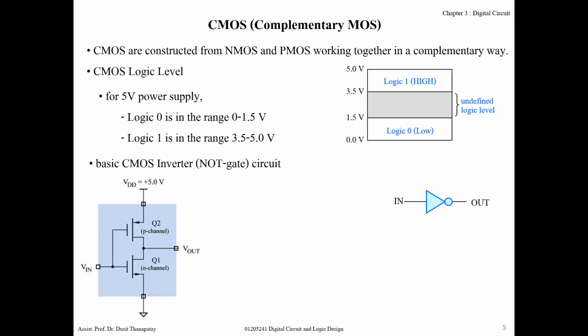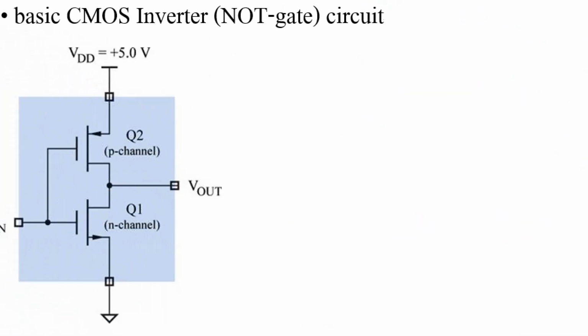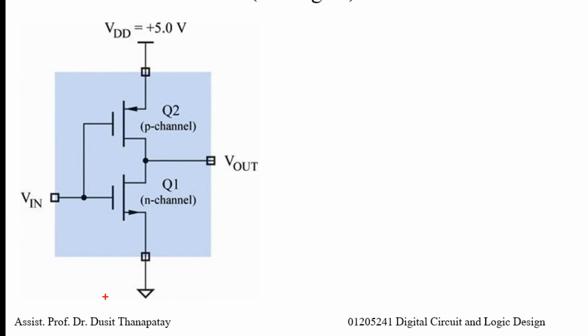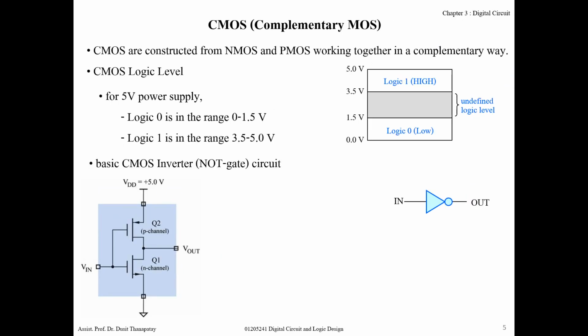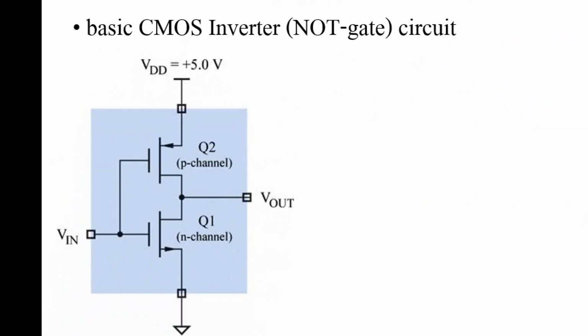And now let's see an example. If I bring a pair of P and N MOS to make a circuit, it is called CMOS, or complementary MOS. So it forms complementary MOS.